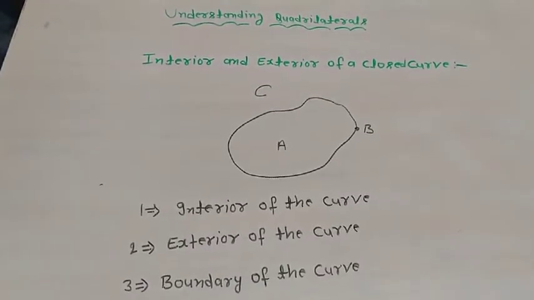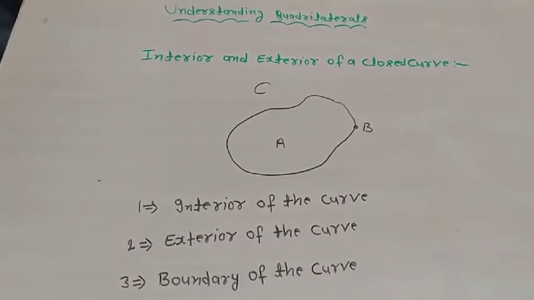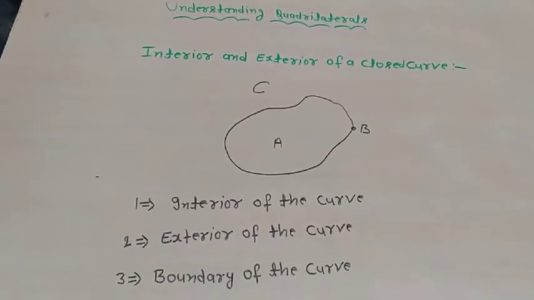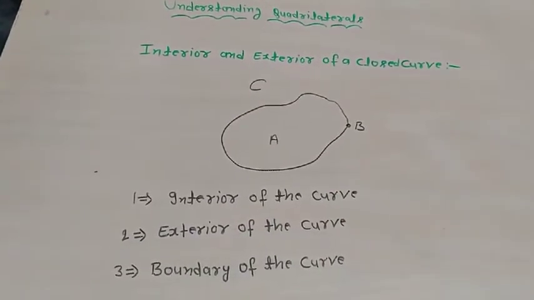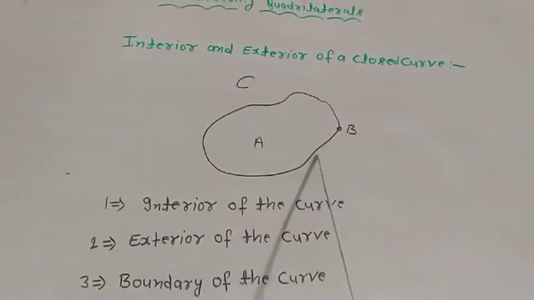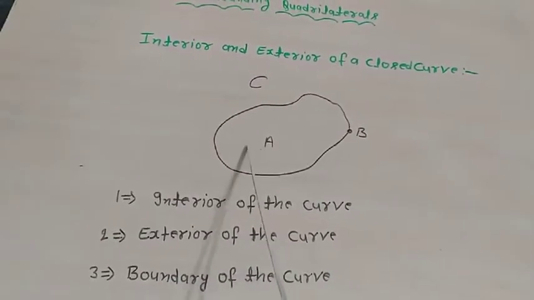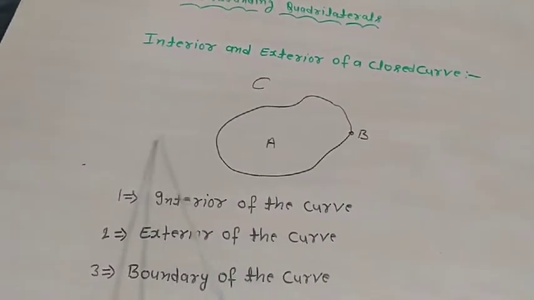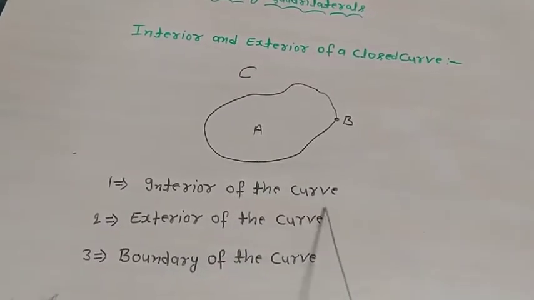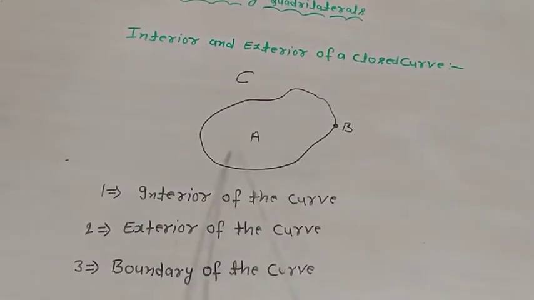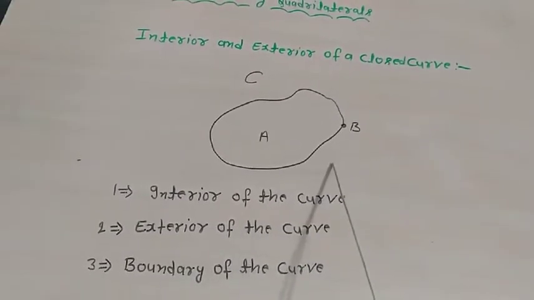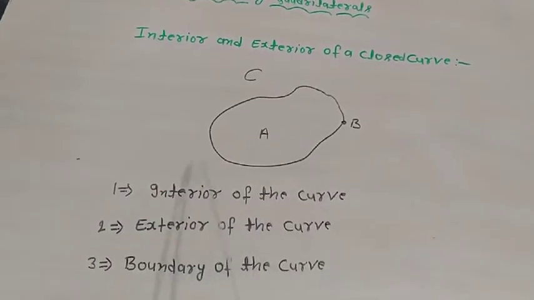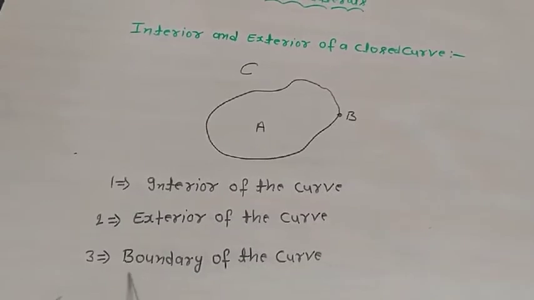This is the interior and the exterior of a closed curve. A simple closed curve divides the region of the plane into three parts. Okay, so you can see here this is a simple closed curve. Inside of the region of the curve is called the interior of the curve. Outside is called the exterior of the curve, and this line is called the boundary of the curve. Okay, so a closed curve divides the plane into three parts: interior of the curve, exterior of the curve, and boundary of the curve.